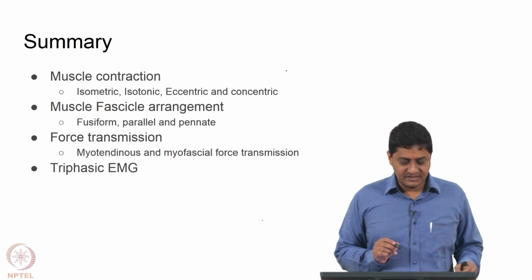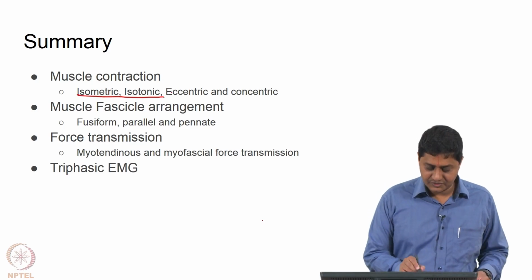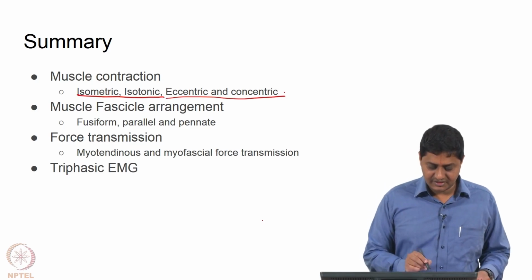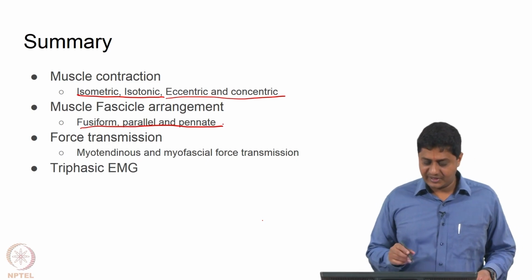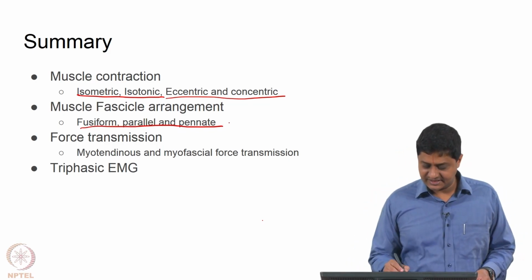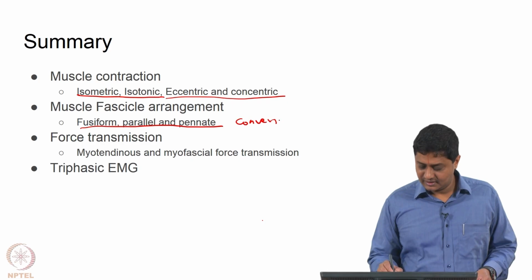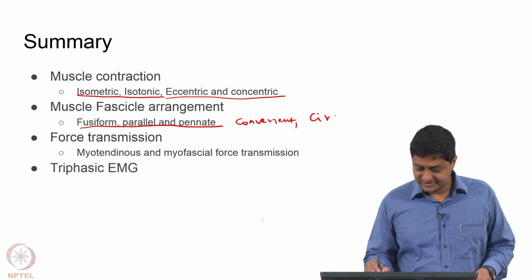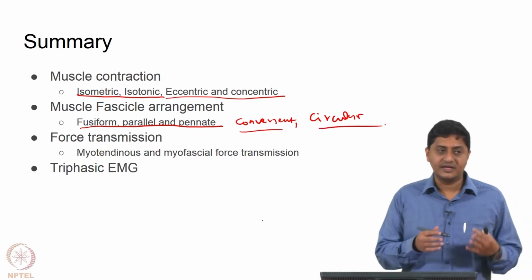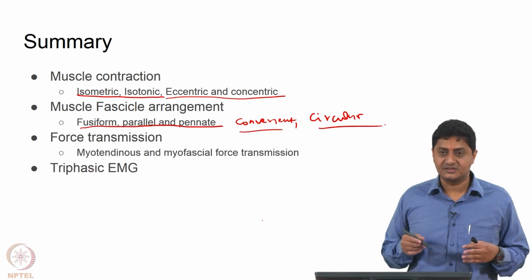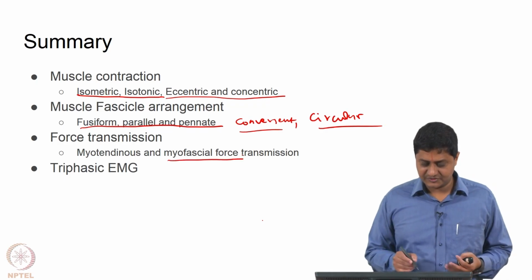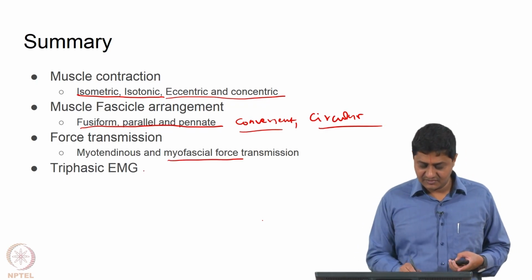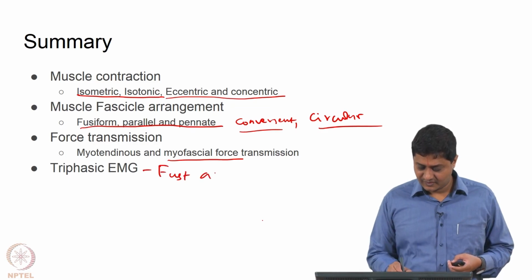So, in this class what we have seen is isometric, isotonic, eccentric and concentric contractions and different types of muscle fiber arrangements. So, fusiform, parallel, pinnate, and we have also seen other special cases like convergent, circular, etc. At least we have introduced those topics, and how force gets transmitted to a tendon directly. So, it is myotendinous force transmission, and how it gets indirectly transmitted to the tendon, or myofascial force transmission, and we have seen the case of triphasic EMG in fast actions.